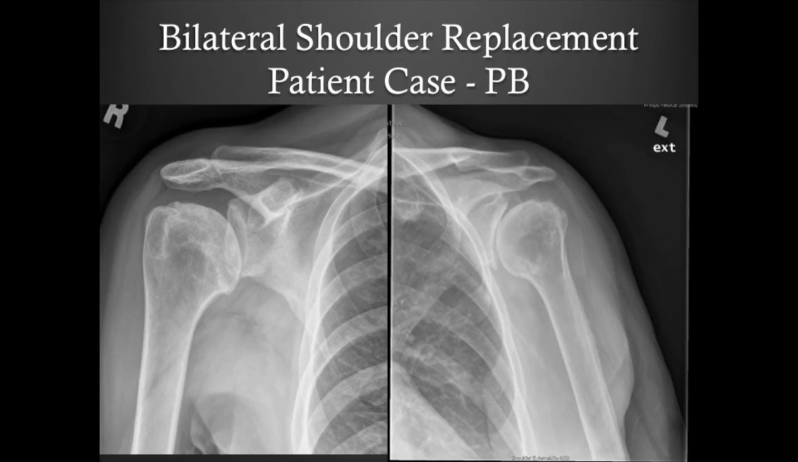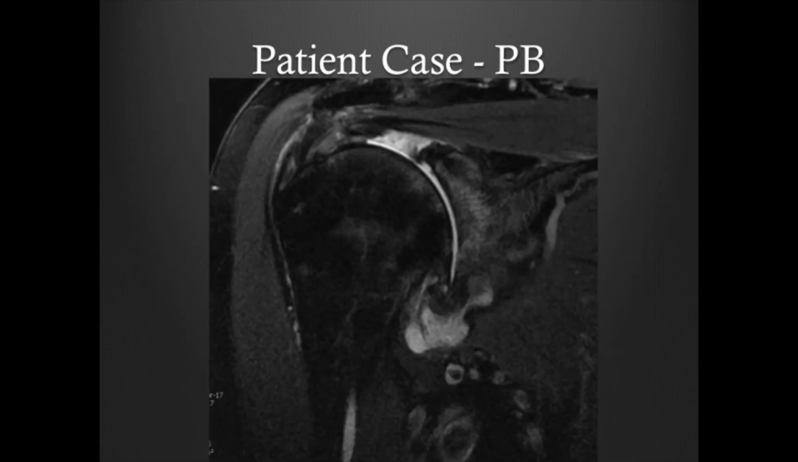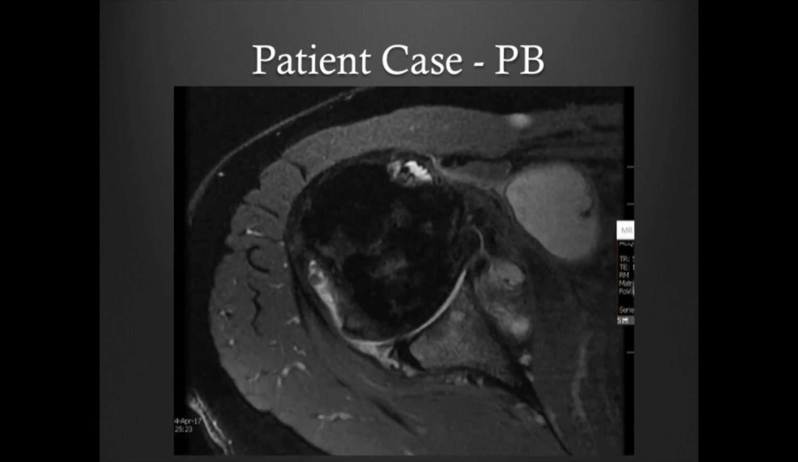The final case is an interesting case of a patient that has undergone bilateral shoulder replacement. On the right side, she underwent a standard total shoulder arthroplasty, and on the left side, she underwent a reverse total shoulder arthroplasty. This is a preoperative MRI of her right shoulder showing bone-on-bone arthritis and significant inflammation of the joint. This is an axillary view, once again showing bone-on-bone arthritis, bone spur formation, and significant inflammation of the joint.